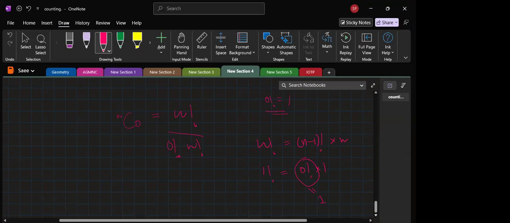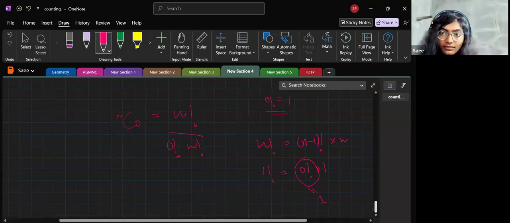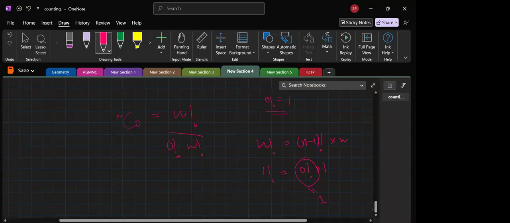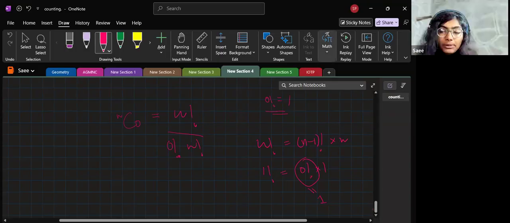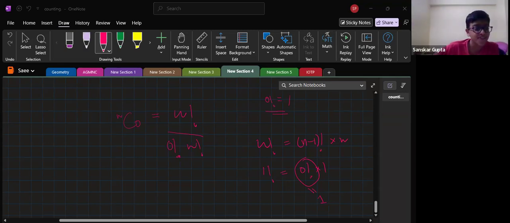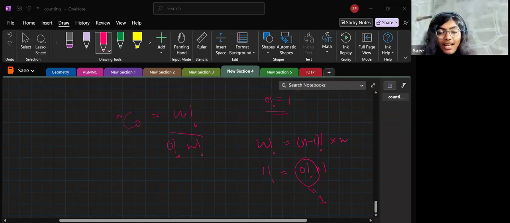Yeah, but what does n choose zero mean? Shivam says n choose 0 is just like you choose nothing. Sorry, Shivam, your voice is breaking. I think you might want to check your internet connection. Yeah, n choose 0 is basically: you have n objects, how many different ways are there to choose 0 objects out of n? There's only one way to choose nothing. Just choose nothing. That's what it is.